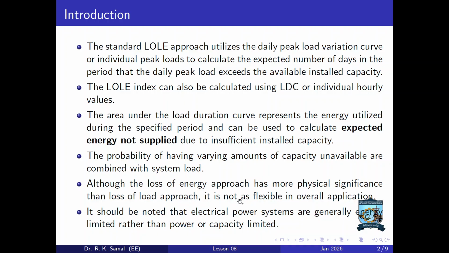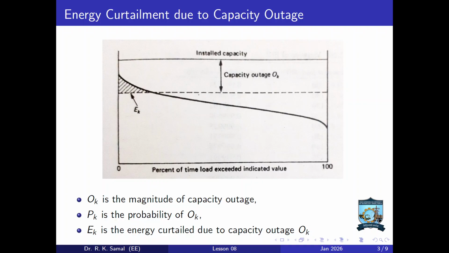It should be noted that electrical power systems are generally energy limited than power or capacity limited. It means that how much energy the system can supply, not how much peak load. This is important, but it is mostly the energy that we are concerned about in million units.